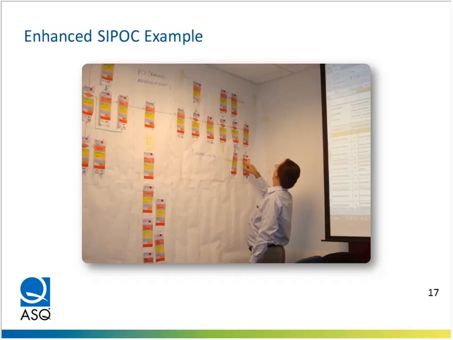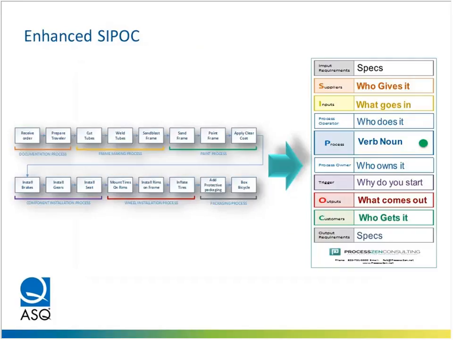So when you have to paint a bicycle, you will know that at the stage called painting, the input is actually paint. And the tool that allows us to do that is here on the right-hand side. This is our enhanced SIPOC box. We have printed those to make it easier when we're doing those projects.